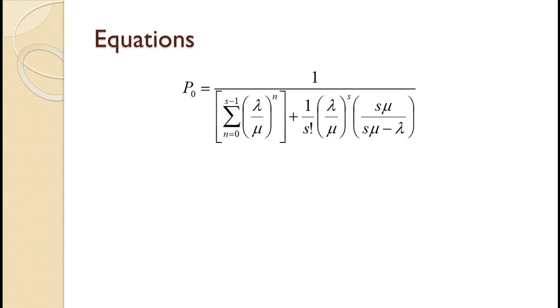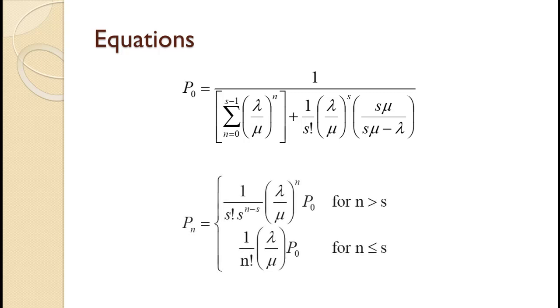The equation on the screen calculates the probability of there being no customers in the system. Notice the use of the summation symbol on the bottom and the use of S, which is the number of servers. For 2 servers, for example, you would compute the value in the square brackets for n equal to 0 and 1 and add these values together. Also notice the use of the factorial on the bottom.